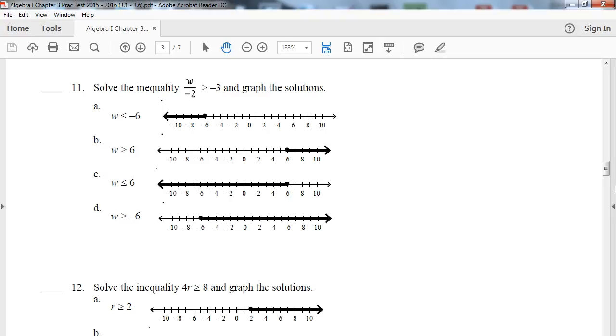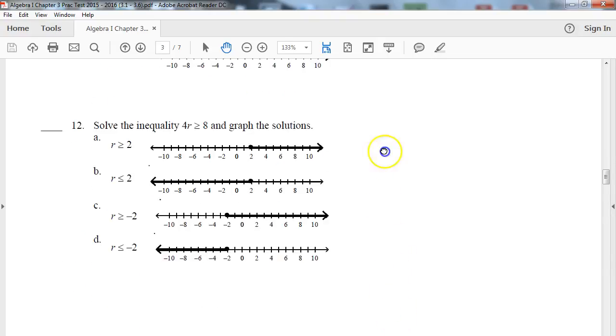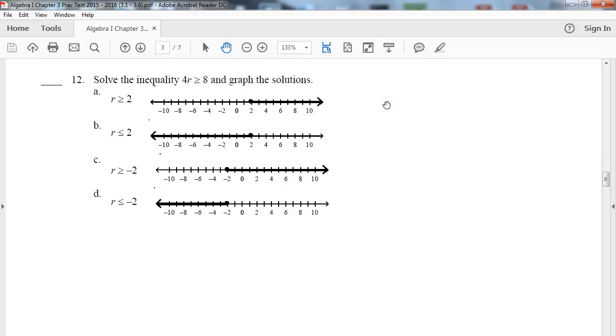Number 12, solve the inequality 4r is greater than or equal to 8 and graph the solutions. Here we need only divide both sides by 4, leaving us with r is greater than or equal to 2, and that's option A.